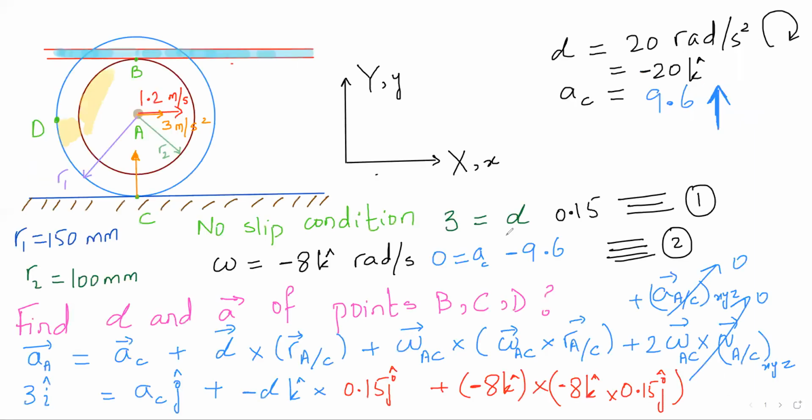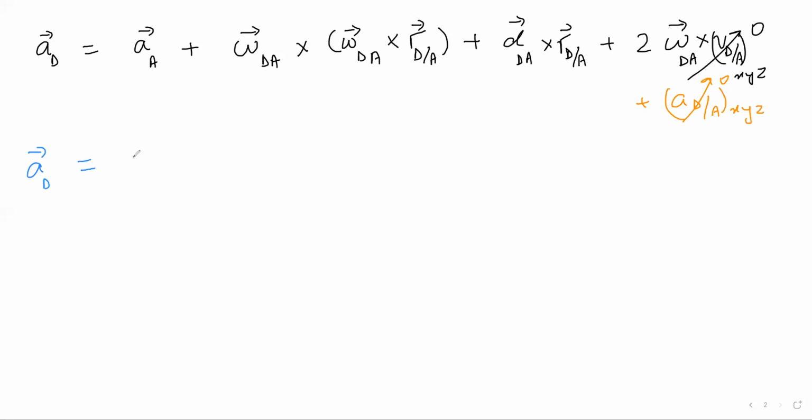Now there are students who are saying we don't want to use AA, there is someone who is using AC. That's fine. But I'm definitely going to use AA because I'm more comfortable with that one. 3I plus omega, the same, minus 8K cross the position of D with respect to A, which is minus, how much? 0.15 I.